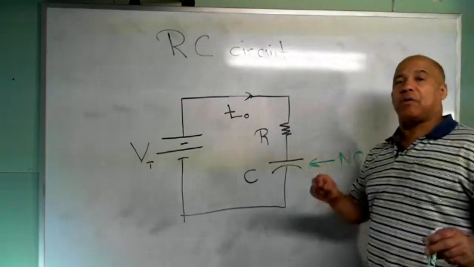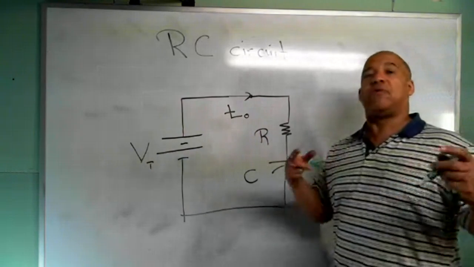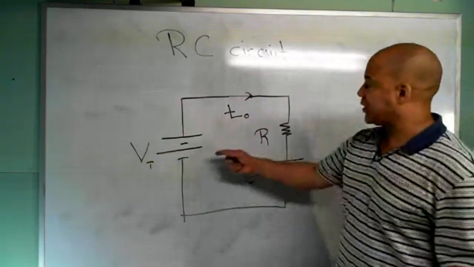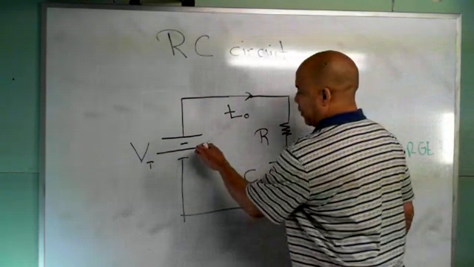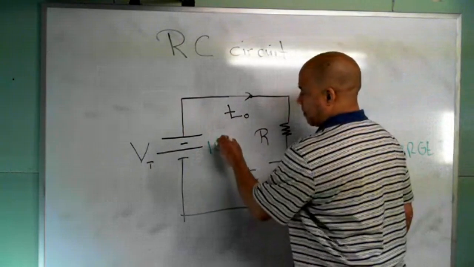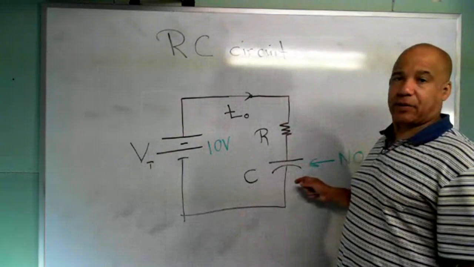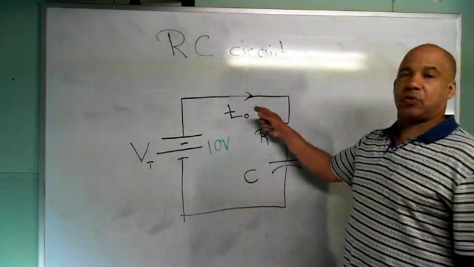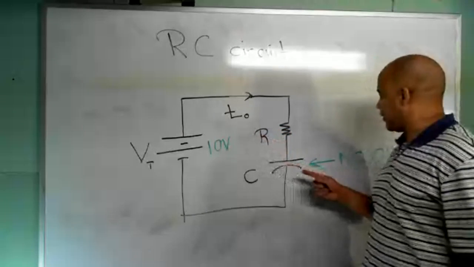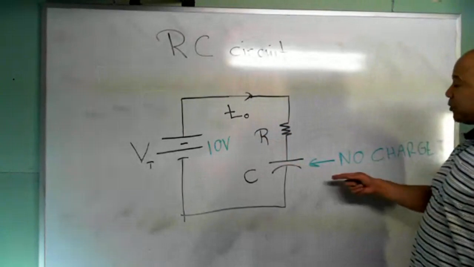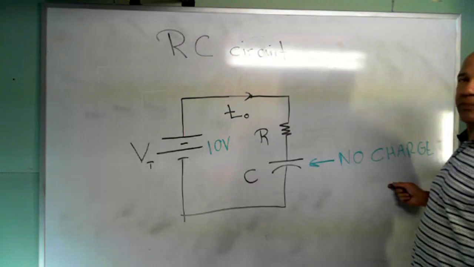Now for a capacitor, as the charge builds up, the voltage builds up. So let's say that this is 10 volts. The battery is 10 volts. And I don't have any charge to begin with in the capacitor. I close the switch, t equals 0, T0. The instant I close the switch, there's no charge in the capacitor, which means there's no voltage across the capacitor.